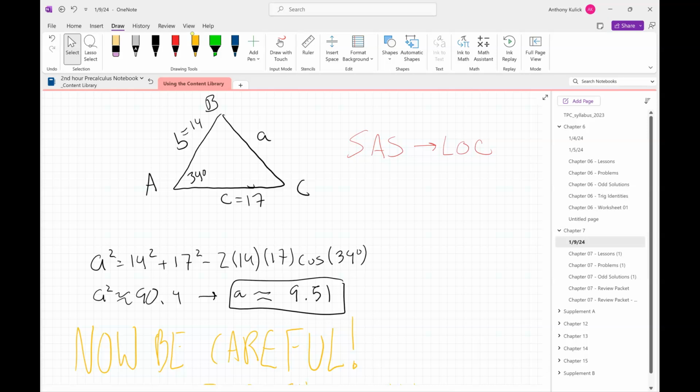Oh my God, Mr. Kulik, you did it again here. Look at this, you dumbo. That's supposed to be B and that's supposed to be C. All right, anyways, which one is smaller?